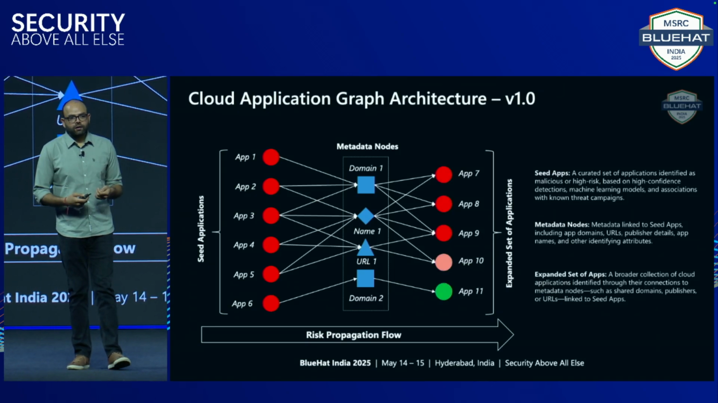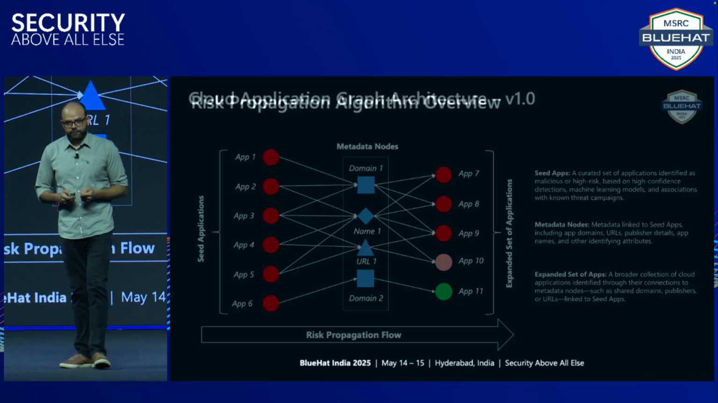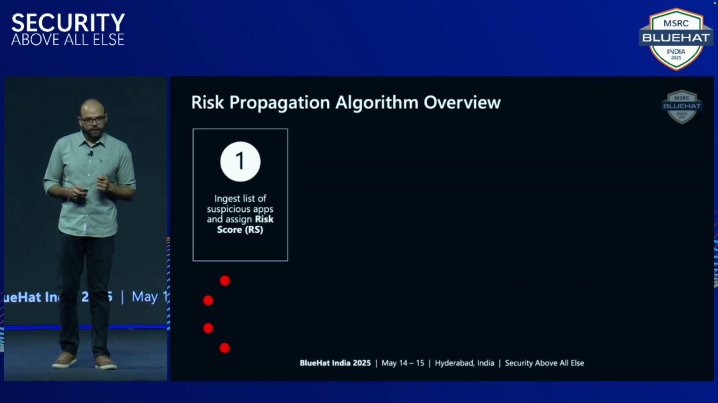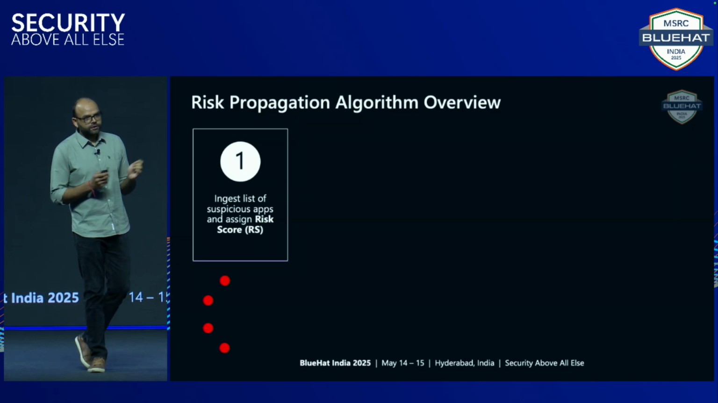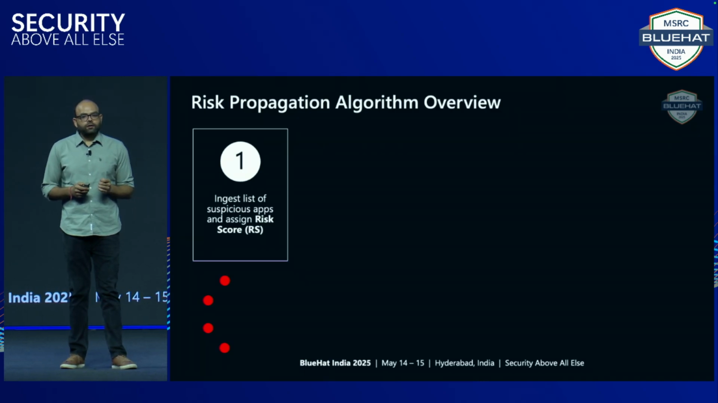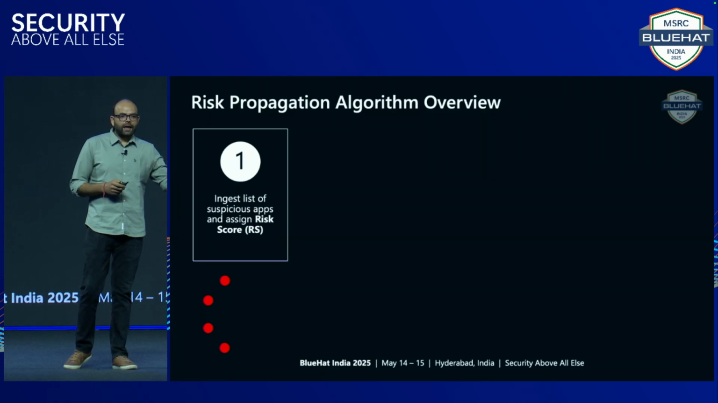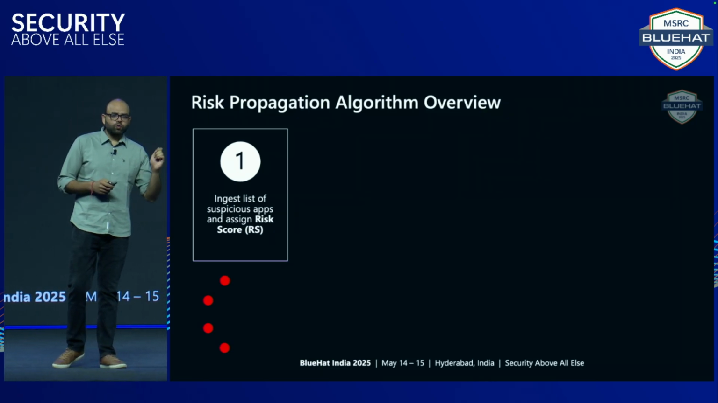And using that knowledge, you can say which one could be more risky and which one is more likely to be benign. Let's see how it can happen. So we start with the list of seed applications, and we assign a risk score to these applications between 0 to 1. These applications are known malicious or highly suspicious, so their risk score would generally be set close to 1.